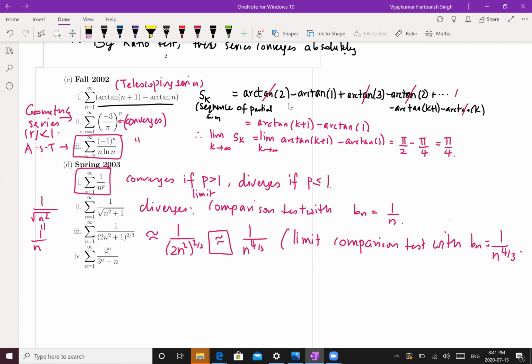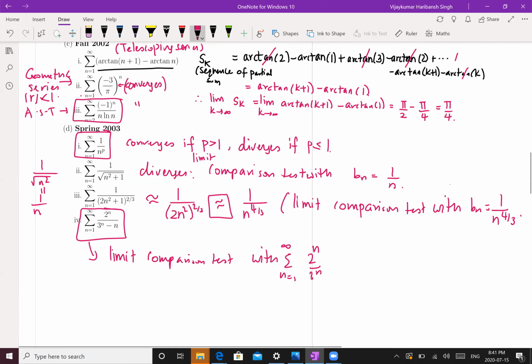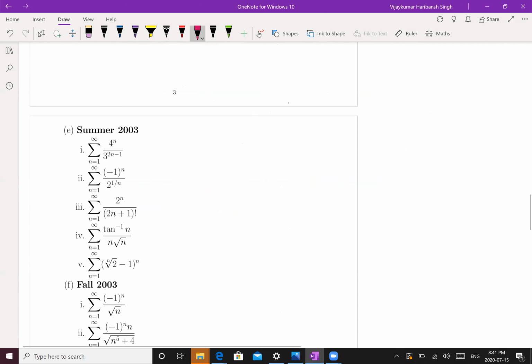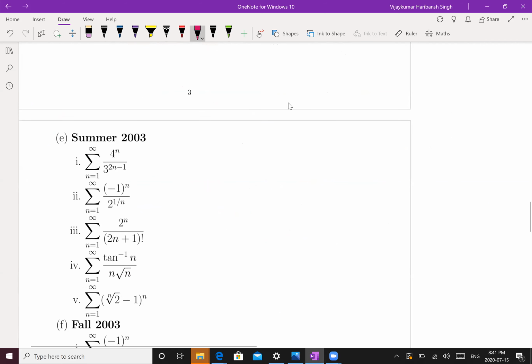What about this guy? So again, we can use limit comparison test with 2n by 3n, summation n equals 1 to infinity, which is a geometric series. All right, few more. So what about this problem?